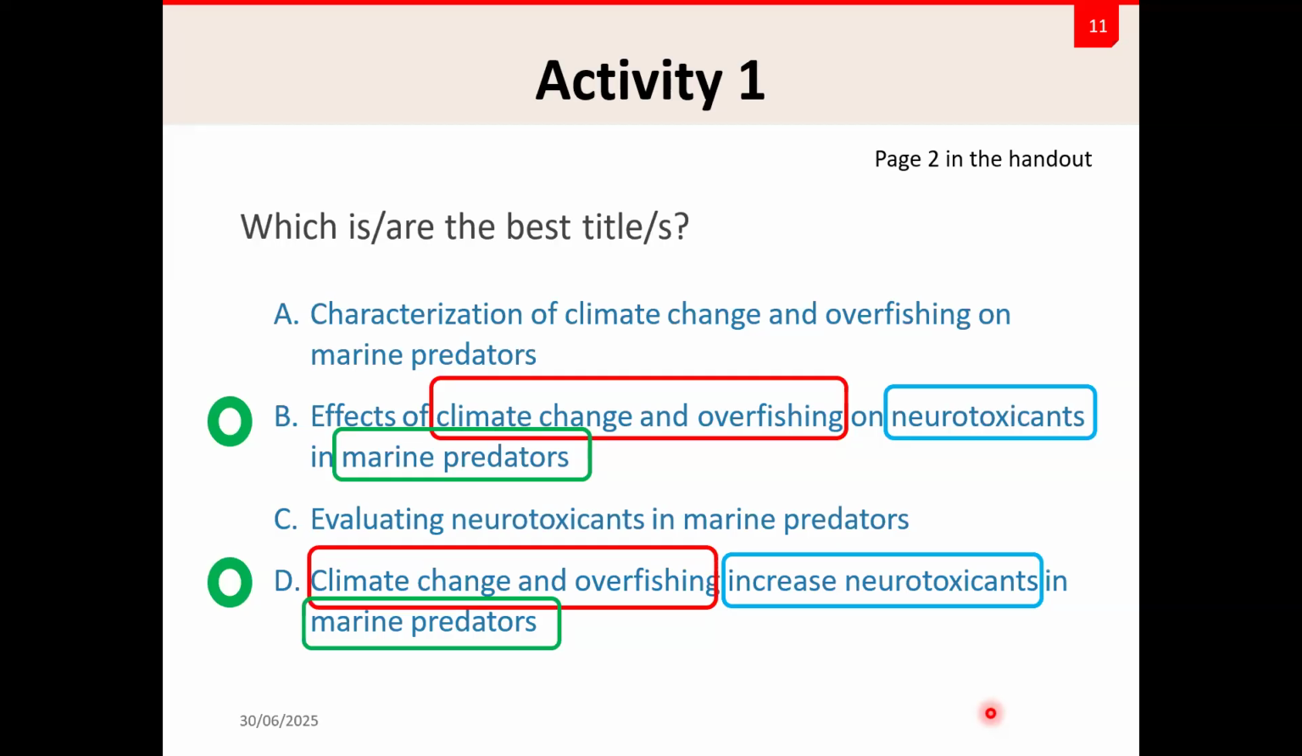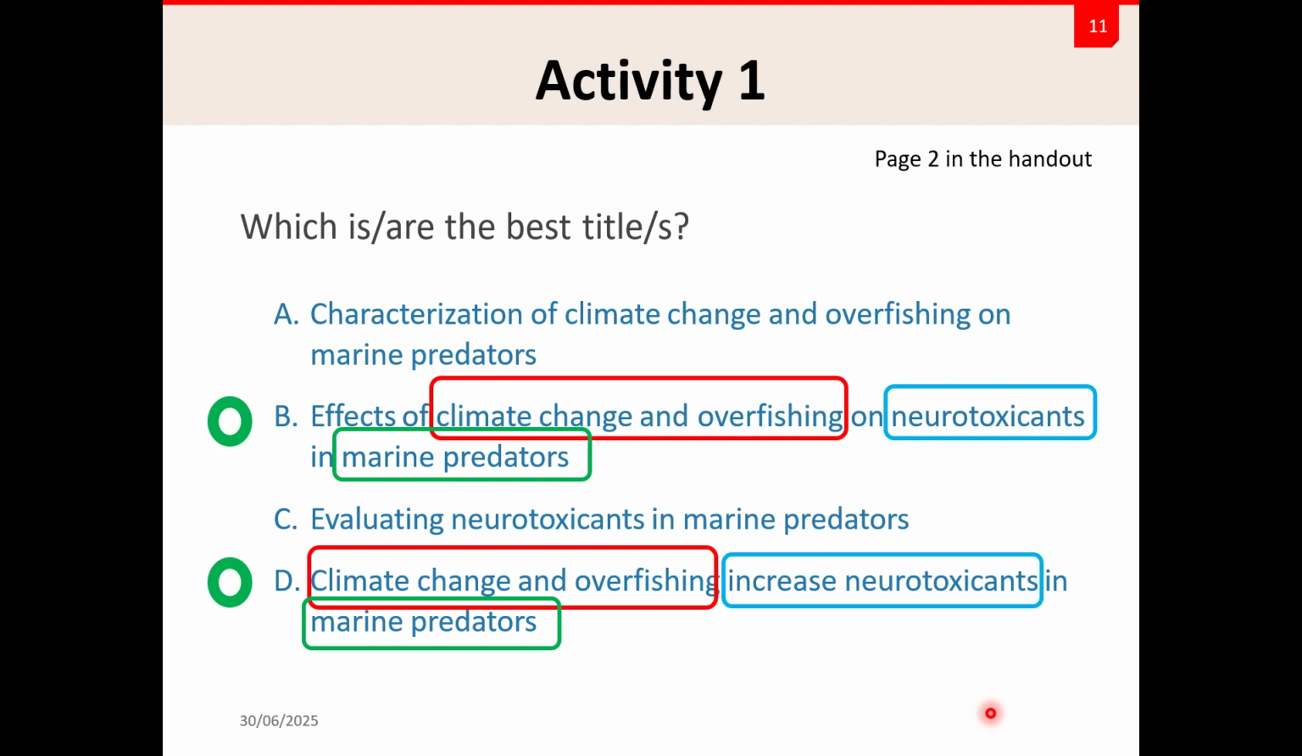Why are A and C not good titles? It's because A says characterization of climate change and overfishing on marine predators. Of course, the variable is climate change and overfishing, and marine predator is the sample, but where is the outcome? Outcome is missing in A. And in the case of C, the variable is missing. So those two are not good titles. To write a good title, always think about those three components: variable, sample, and outcome.